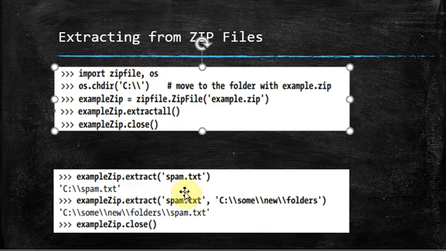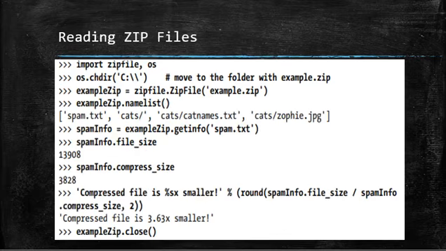Again, you can write this in the interactive shell and just check. The string you have passed to extract must match one of the strings in the list returned by namelist. So in the namelist you have spam.txt, cats/catnames.txt, cats/zophie.jpg. Whatever name you are passing to extract should be there in this namelist.